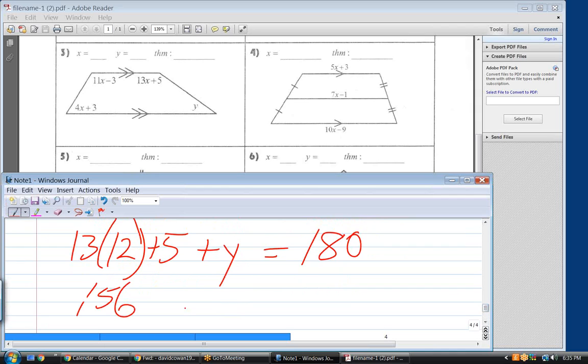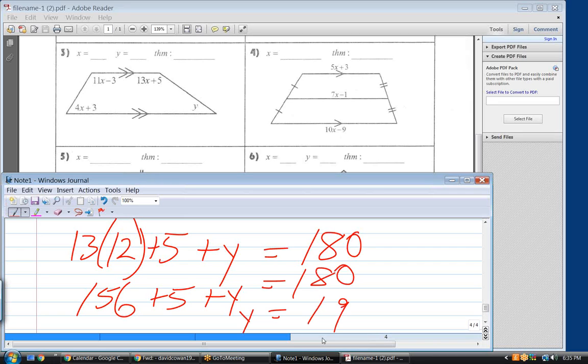So 13 times 12 is 156, plus 5 plus y equals 180. So y is equal to 19. Yep, that's what I got. X is 12, y is 19. And notice that in no place did we call upon any theorem regarding trapezoids. Every theorem we used was based strictly on parallel lines and transversals.